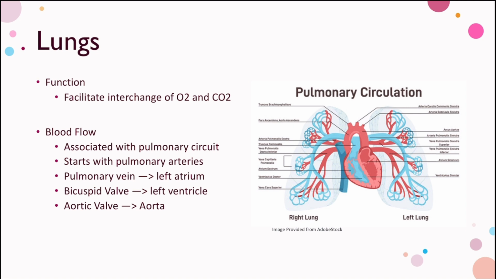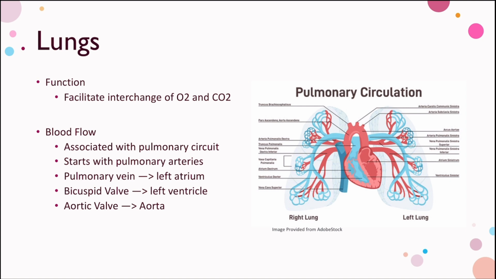The anatomy of blood supply to the lungs starts with the pulmonary arteries that then carry blood to the lung, and that also takes oxygen. The oxygenated blood goes back to the heart through the pulmonary vein, then into the left atrium. The blood then moves to the bicuspid valve and into the left ventricle, where blood is then propelled into the aortic valve, then into the aorta. This is also known as the pulmonary circuit.